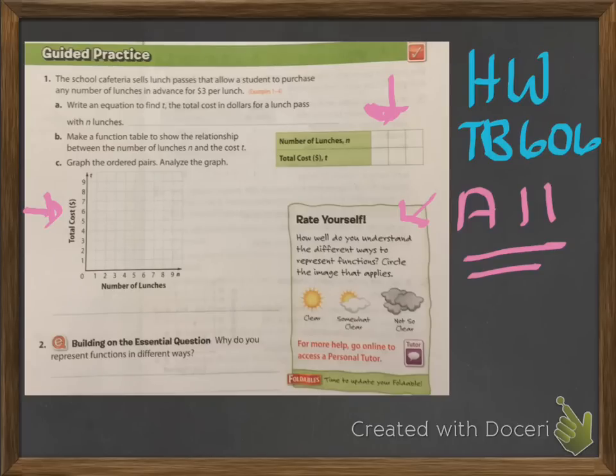Okay, so now we're looking at the guided practice, which is on, again, still textbook page 606. You want to do the guided practice, including, you can do all of number 1 and the rate yourself. You don't need to do number 2 today. So don't black it out, but you do want to do all of one. So that means all of this. Please don't put a box around it. I'm just doing that right now for your benefit, so you know what I'm asking you to do.